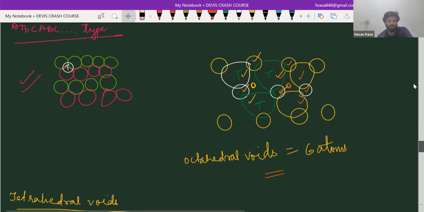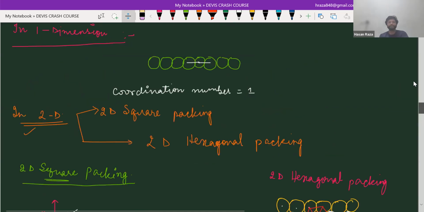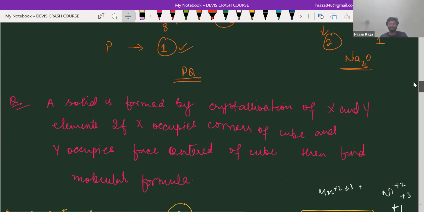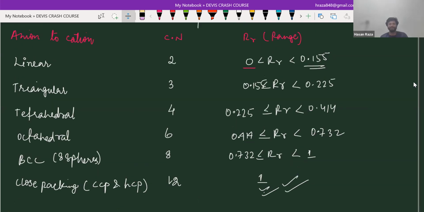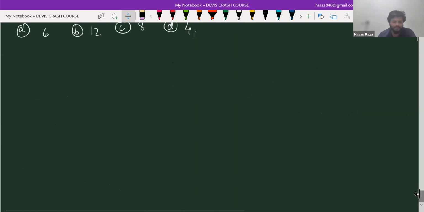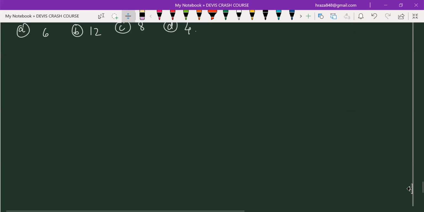Where is it? Can you see it? They have, that is basically BCC 8, octahedral 6. CCP and HCP, yes. The questions are very easy on this. Wait a minute, I'm going to give you another question.